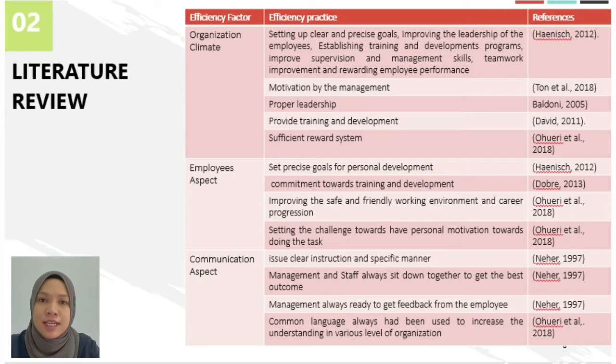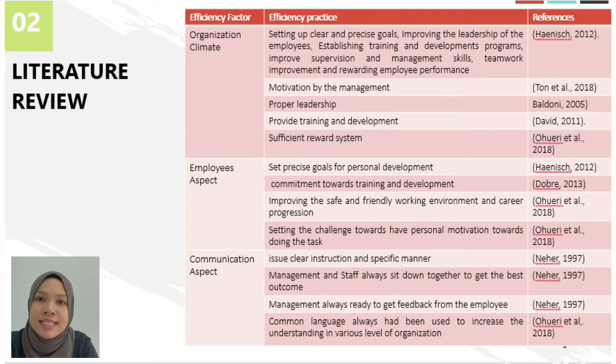So the second factor is the employee aspect. The employee aspect is about the employee themselves, the goals the employee sets for their own personal development, indirectly improving the efficiency of the organization. For example, the employee is willing to learn a new technology or skill to make sure they are capable of finishing their work early, for example, new software that makes it easier for them to work.